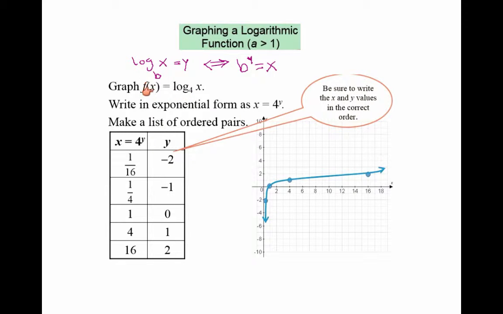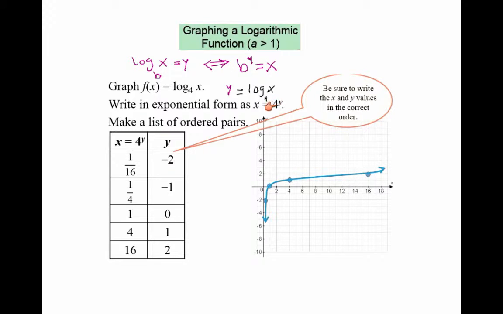If I say f of x equal to y, in this case, y is equal to log of x with the base 4. So here I have 4 to the power of y is equal to x. So this is what I am graphing here. I'm going to make a list of ordered pairs. If I change the value of y, I can find the corresponding value for x.